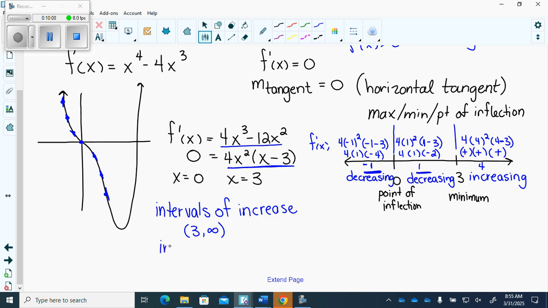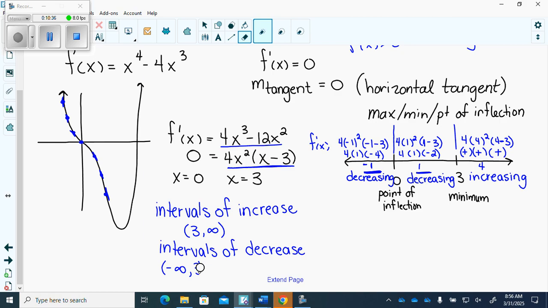Intervals of decrease are from what to what? A lot of people will tell me from negative infinity to 3, and on a test sometimes it'll say that, but really it's decreasing from negative infinity to 0, or 0 to 3. Because technically at 0 it's not increasing or decreasing, it's a point of inflection.